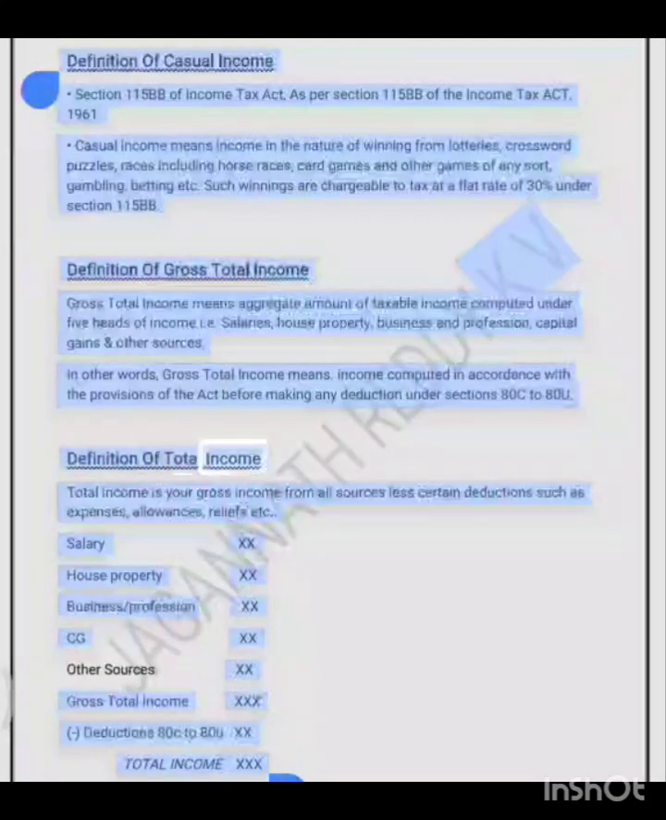Definition of total income. Total income is your gross income from all sources less certain deductions such as expenses, allowances, reliefs, etc. Salary XX, house property XX, business, profession XX, capital gains XX, other sources XX, gross total income XXX, deductions 80C to 80U XX, total income XXX.